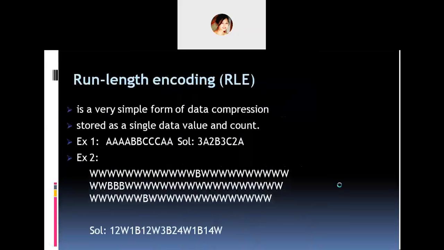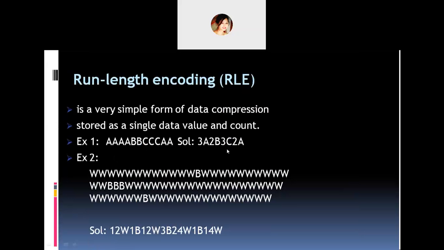Okay, so yesterday we discussed image compression models, right? And there we discussed error-free and lossy compression types, that is lossless and lossy compression, right? And there we discussed two types: one is run length encoding and the other is Huffman encoding, right?